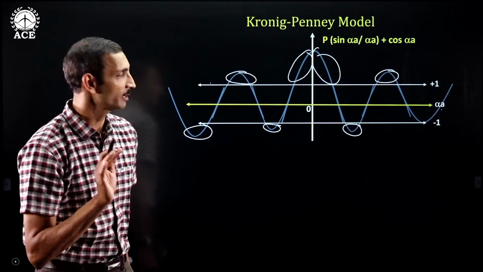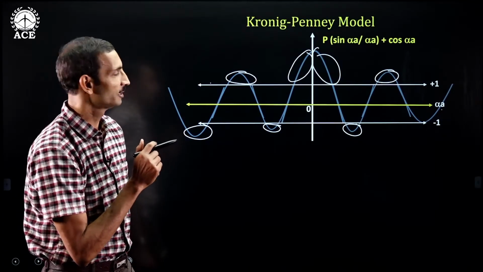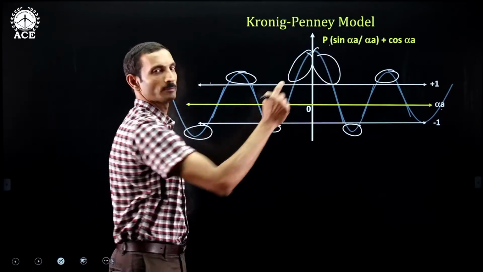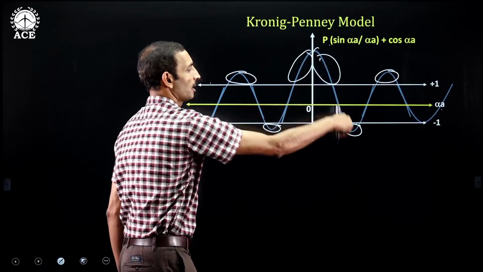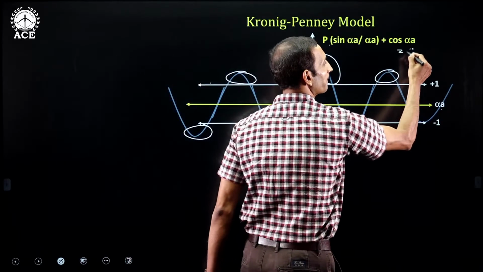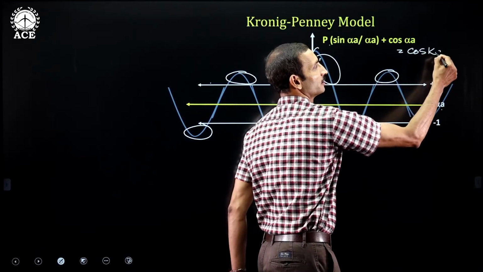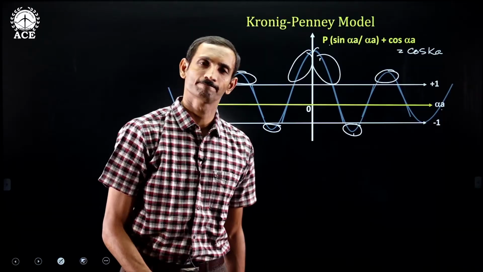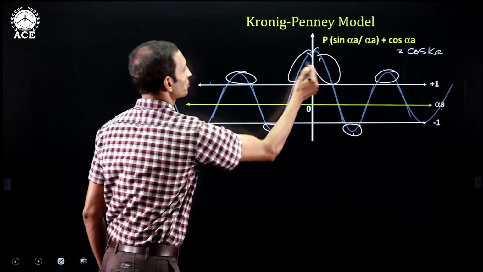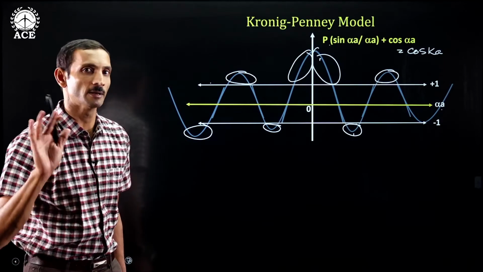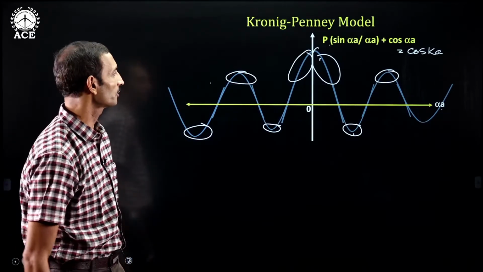No. Why? Because if these values are considered for alpha A, this entire value would exceed either plus 1 or minus 1, which is no way possible because this is equal to cos Ka. What is this one? This is equal to cos Ka. That should be between plus 1 and minus 1 only. So therefore, these portions are not considered. They are forbidden. The values can be left out.